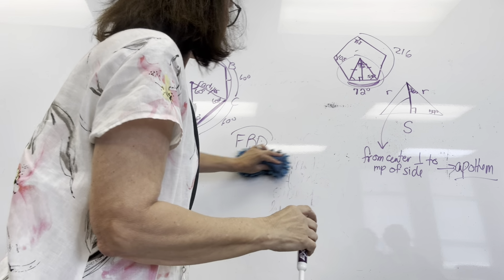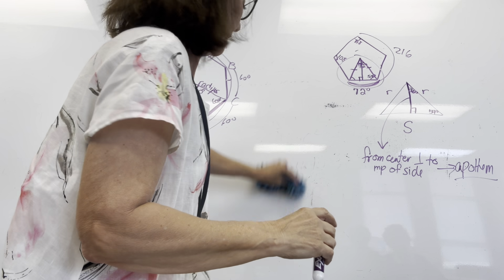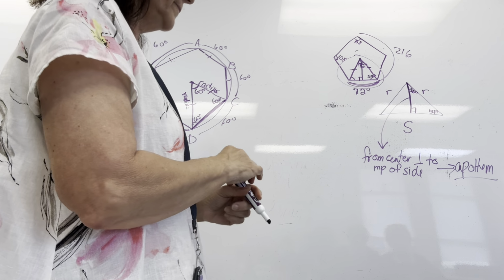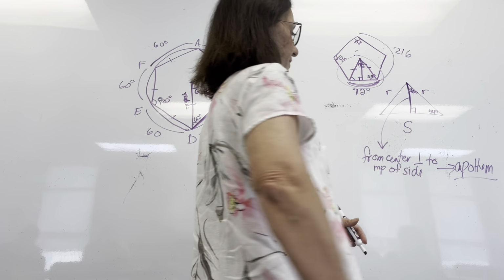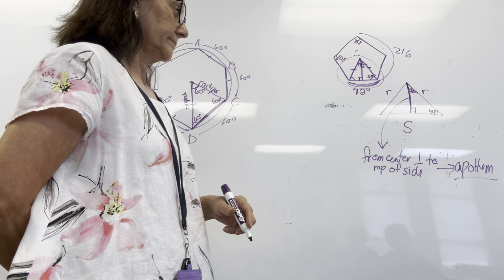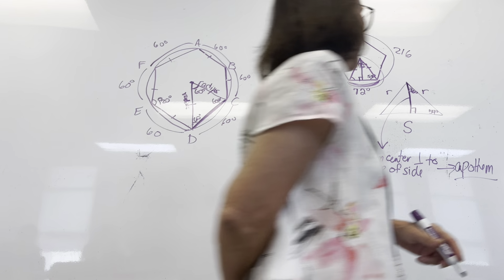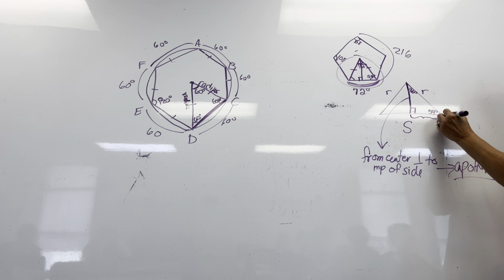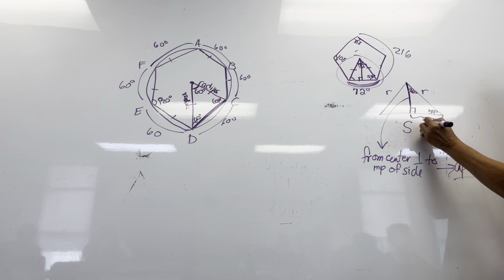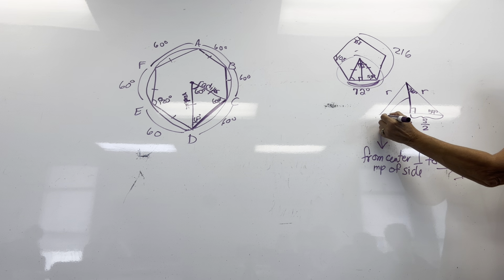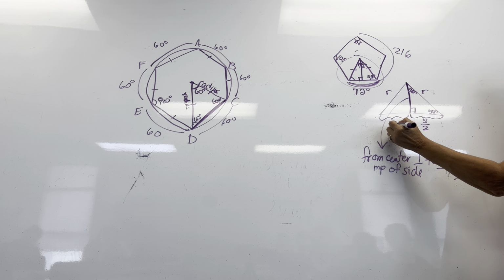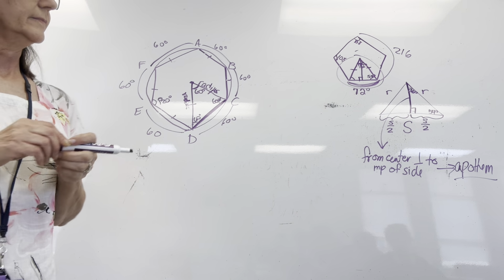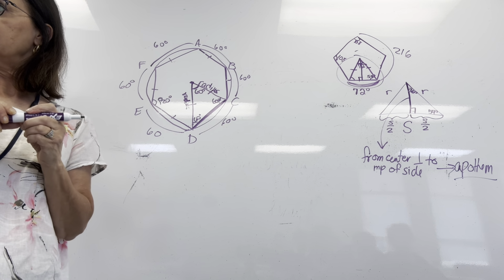And we can use trig to solve for a radius or the length of an apothem. All right? So because it goes to the midpoint, the length of this side would be half of the side length. Make sense?